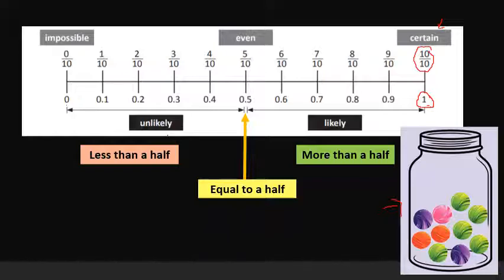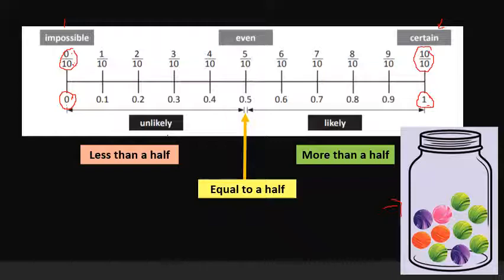It's impossible that you'll draw a cupcake out because there's no cupcakes inside there. So there are 0 cupcakes, there are 10 marbles, so it's impossible. We can represent that as 0. The 10 outcomes are marbles, they're not cupcakes, so it's 0 cupcakes, 10 marbles, altogether impossible. So we put impossible down here by 0.